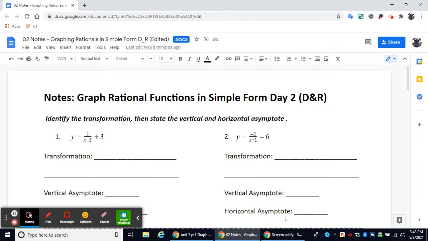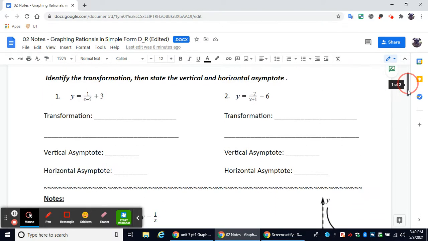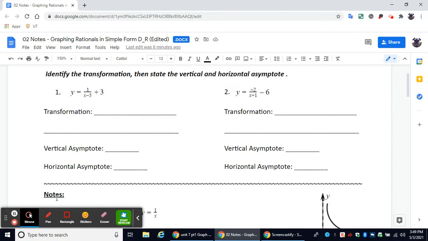Today we're going to be looking at the rational functions in simple form again. So for day 2, we are going to be including a domain and range into our notes. So let's go ahead and review some transformations and vertical and horizontal asymptotes from the other day.